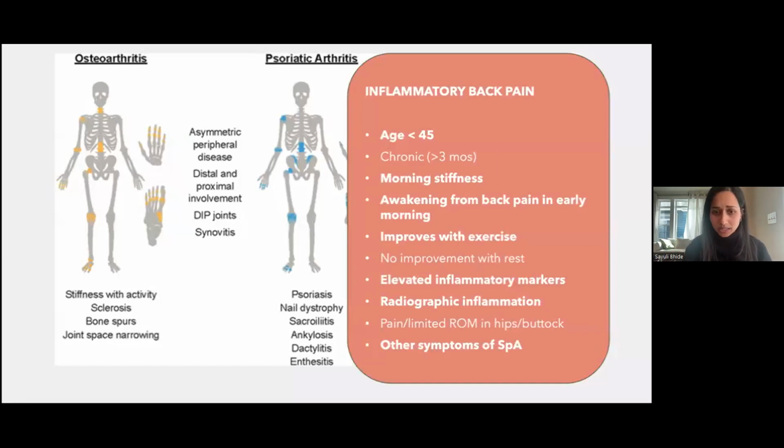It tends to improve with exercise. Elevated inflammatory markers and radiographic imaging can be helpful, but imaging can be negative in early disease. And then you're also going to be looking for other symptoms of spondyloarthritis that we talked about.